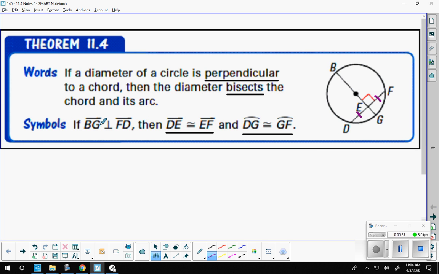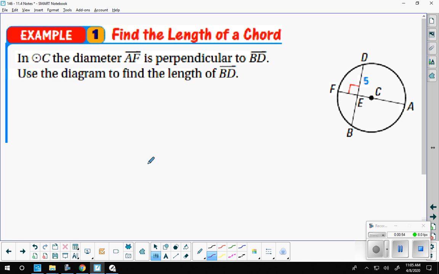So again, if they're perpendicular, so if there's a 90-degree angle, then we know that DE is congruent to EF. And we also know then that chord DG is congruent to chord GF. Okay, if these two are congruent, then we know the measures of their chords are also congruent because they're across from each other.